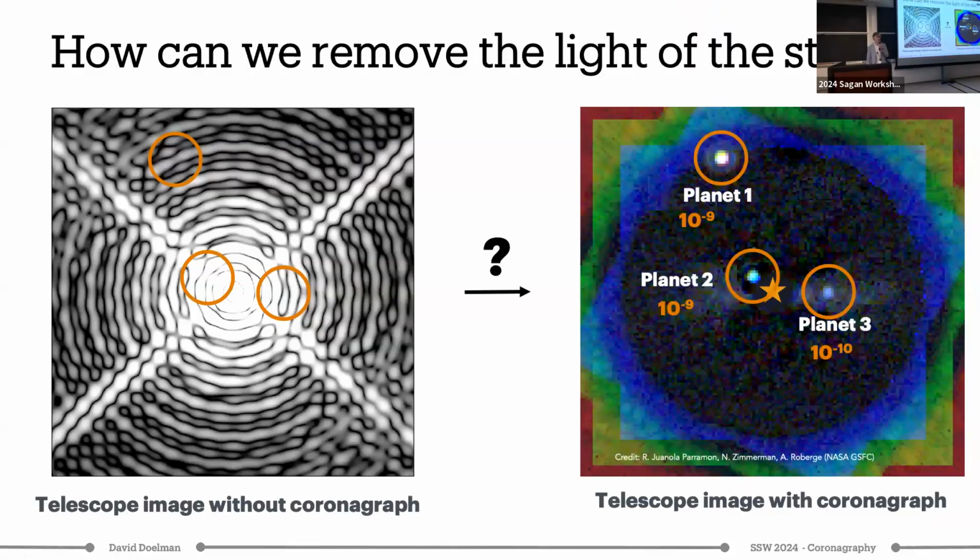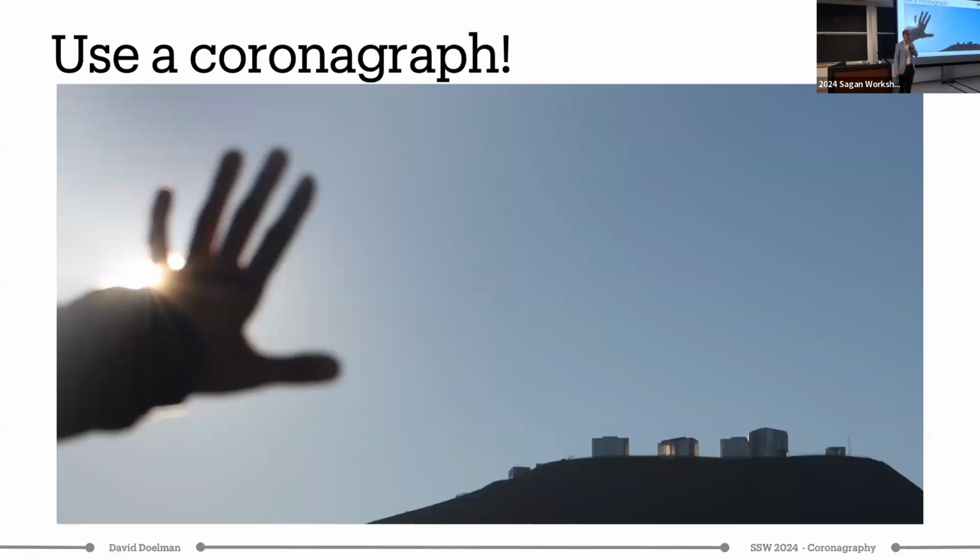Okay, so the question of today is how do we get rid of this starlight and reveal everything that's going on, like the planets? And this is actually a simulation of our solar system. How do we see these planets? Well, you use a coronagraph.